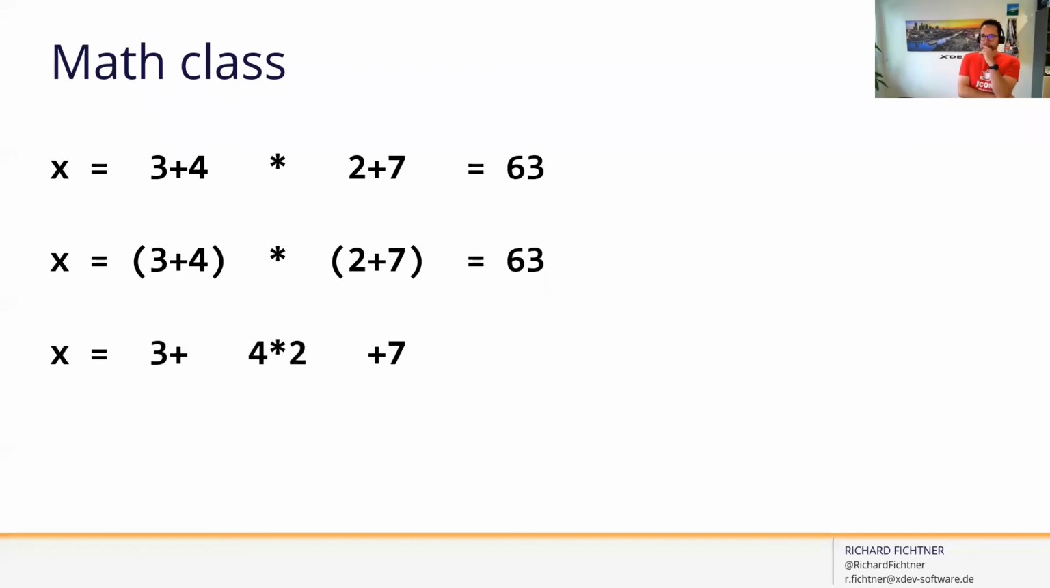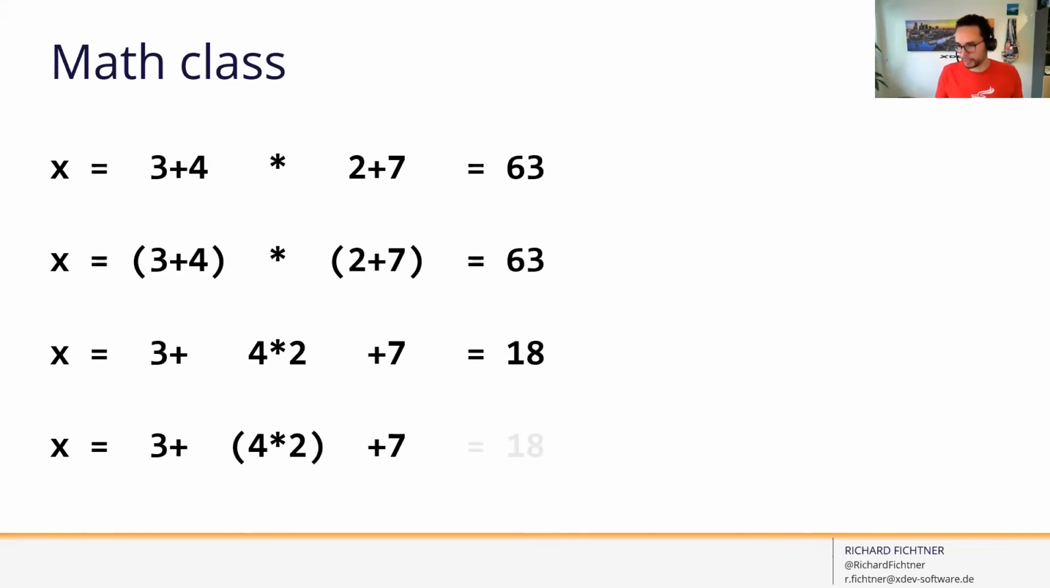Okay, let's see. Then I would propose to write it this way, and actually nobody does, okay? But I think this is much more intuitive, because to get that wrong, you really have to give it a hard try, okay? So this is 18. And you could also place parentheses around that. I know that the code formatter, given the right configuration, will remove those because they're unnecessary. But sometimes it's good to state your case, what you want to do. So it could make sense. Okay, so much for math class.